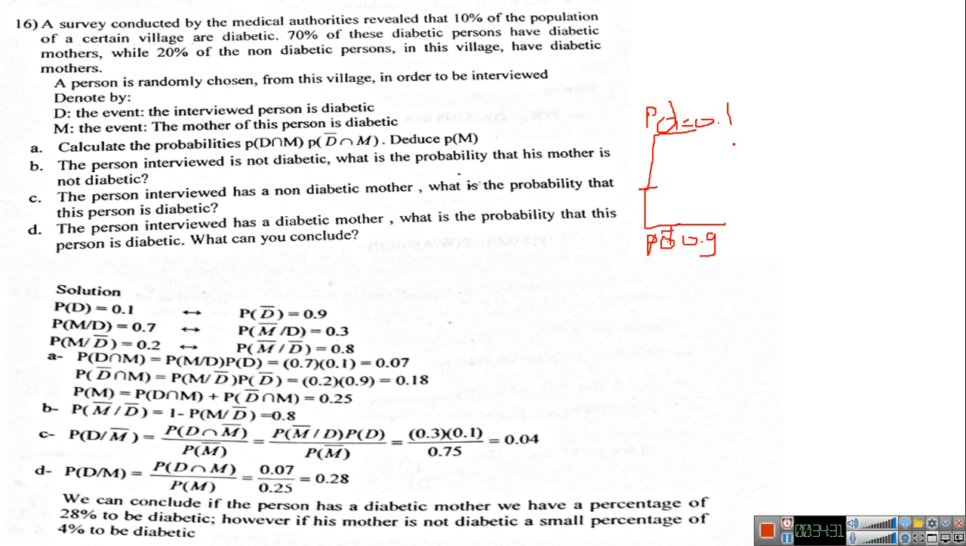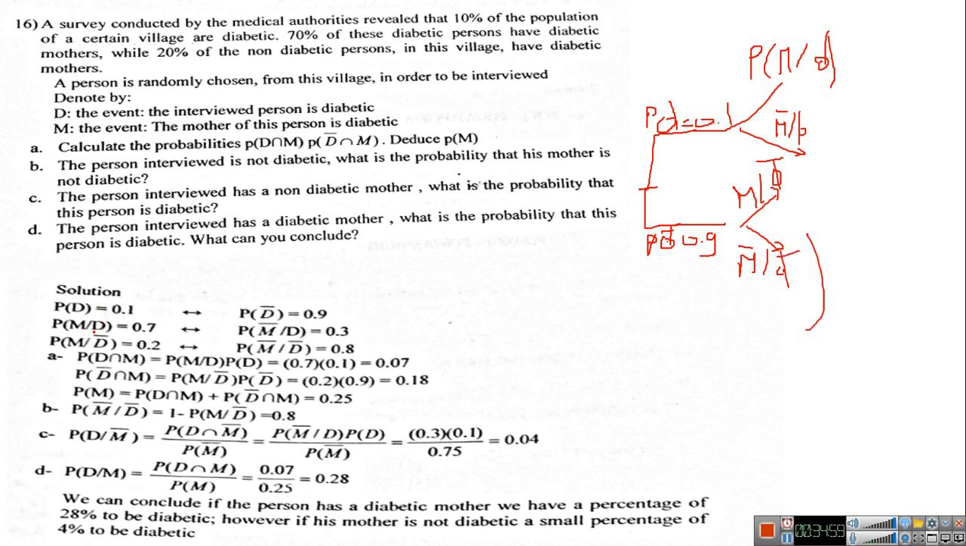D bar. Then we put the event diabetic mother: P of M knowing D, and M bar knowing D. Here M knowing D bar and M bar knowing D bar. Why do we have a tree table? Because you have knowing D and knowing D bar. So this will lead us to a tree table.